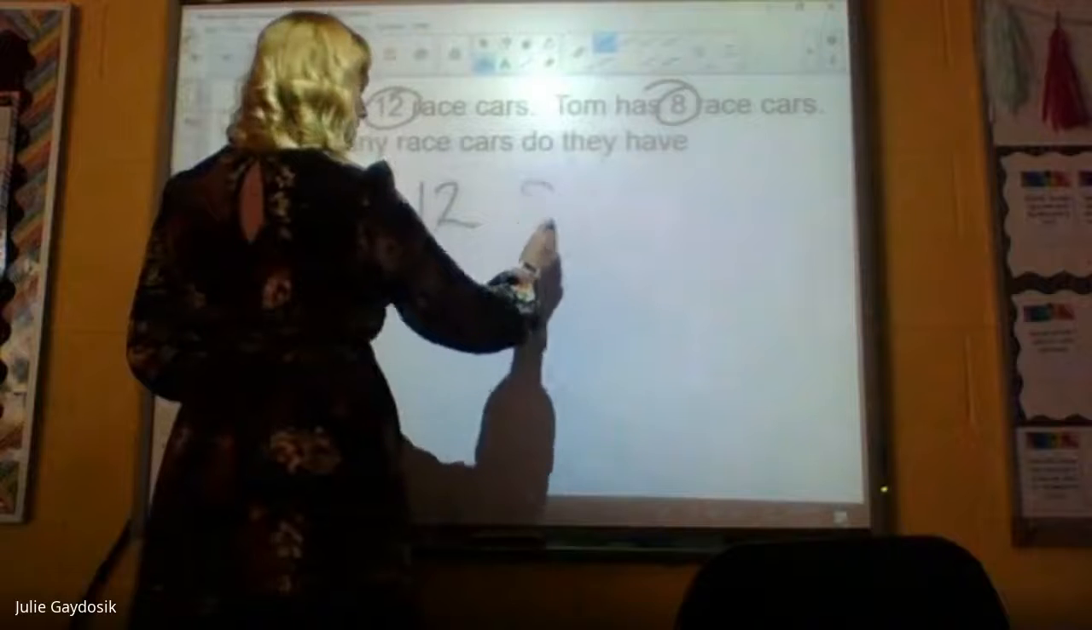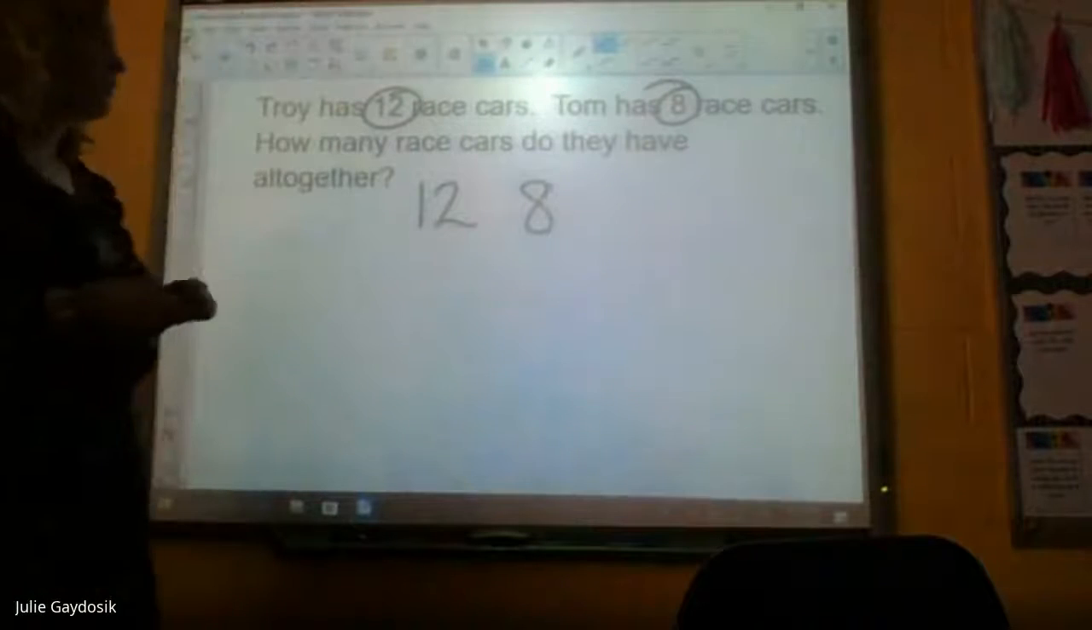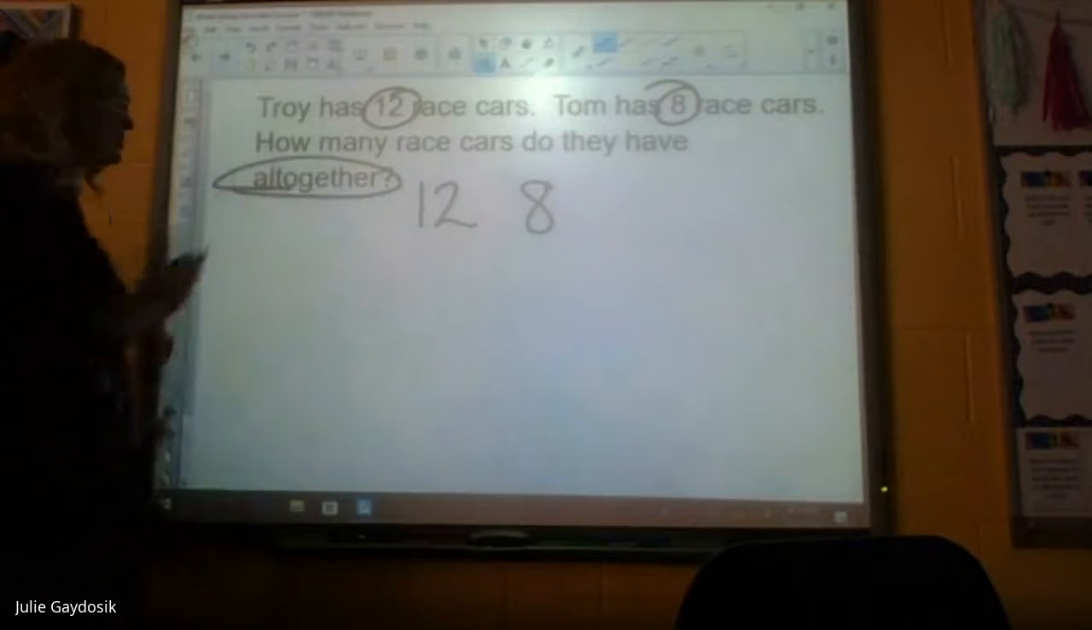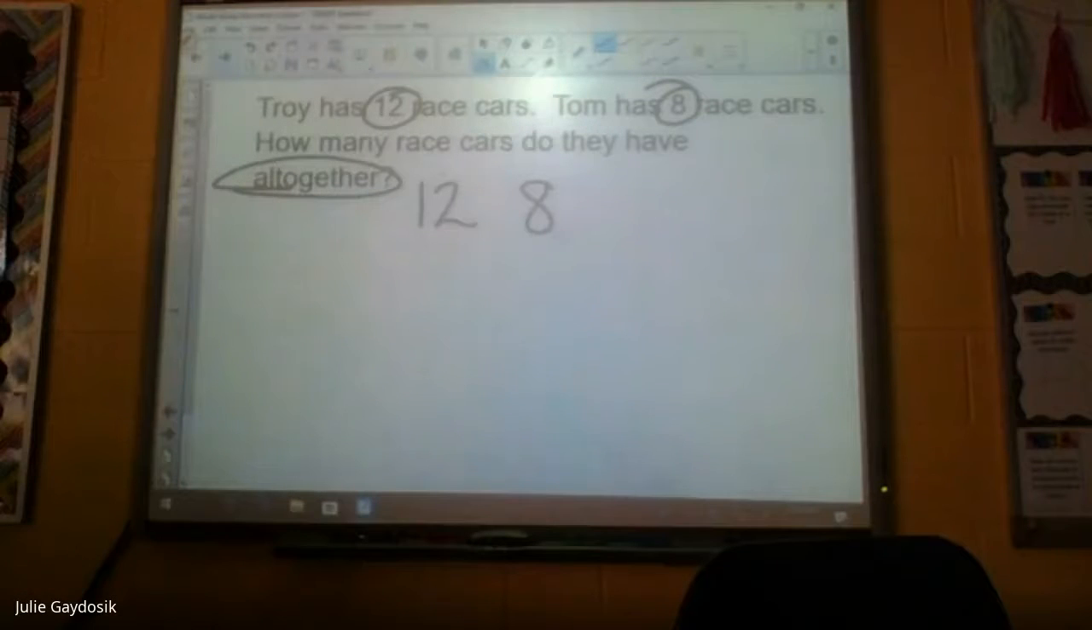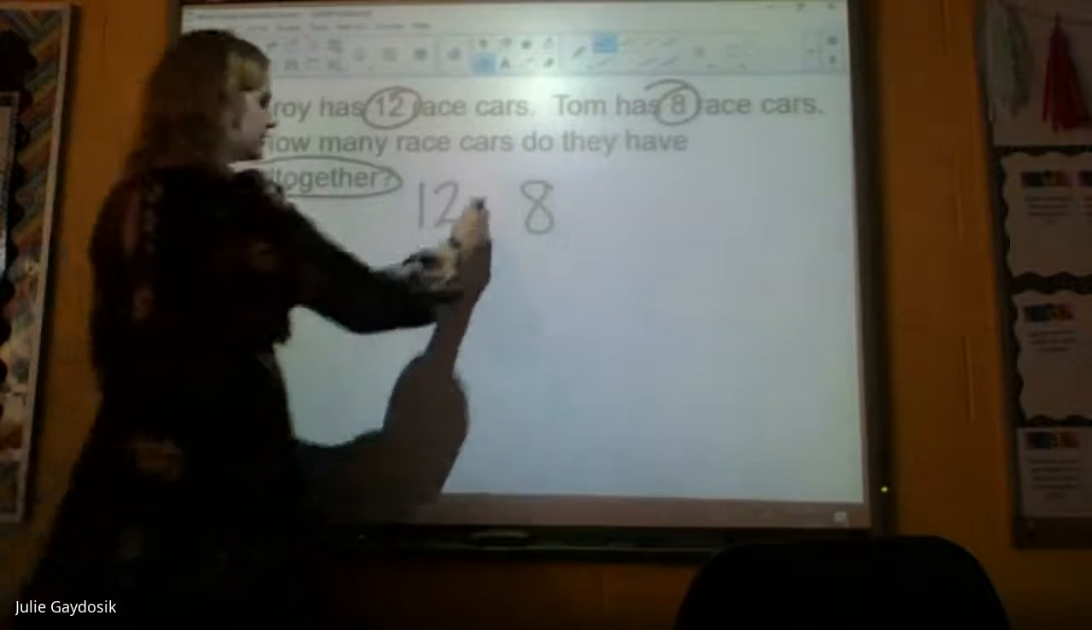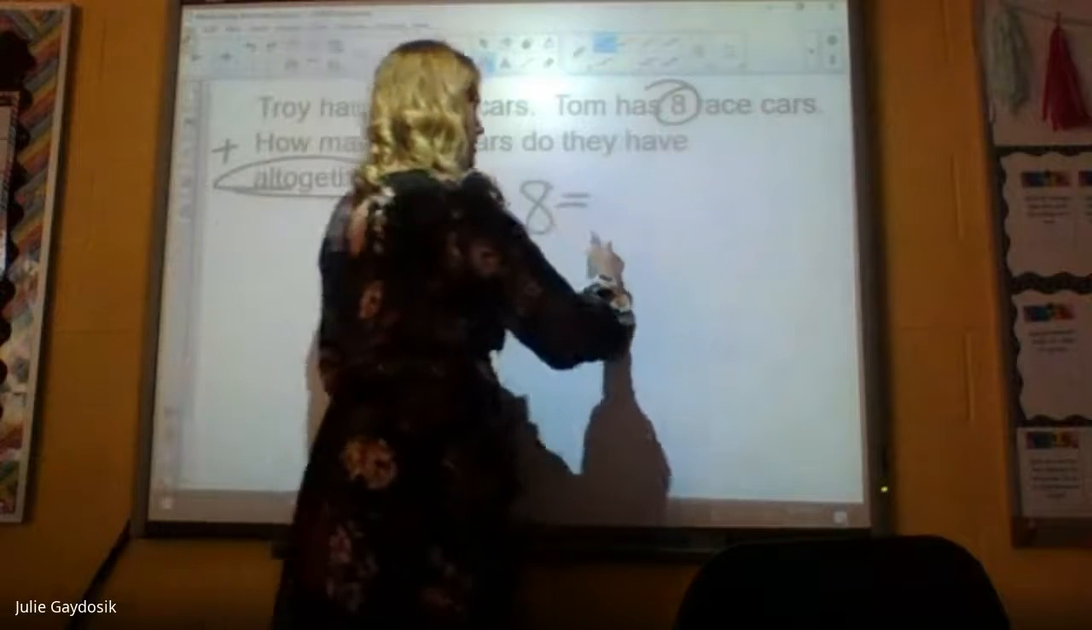Tom has 8 race cars. How many race cars do they have all together? So this is part of that addition vocabulary. All together means addition, plus. So how many do they have all together?